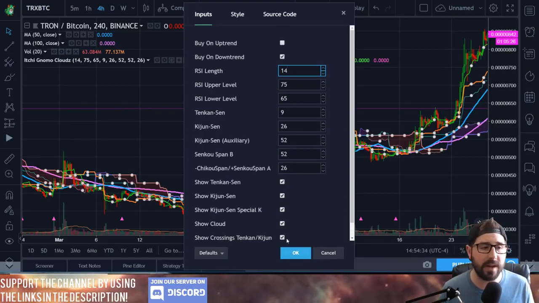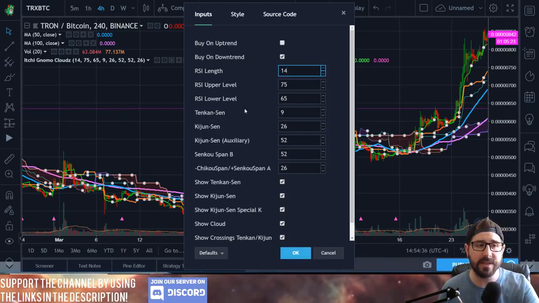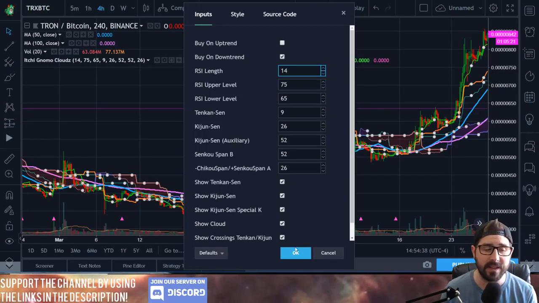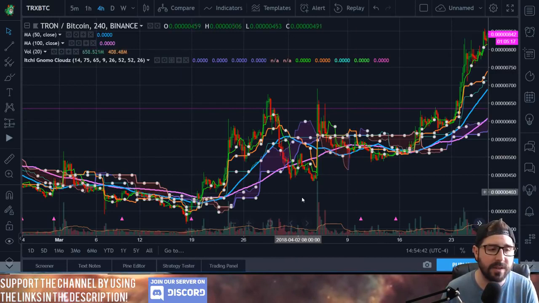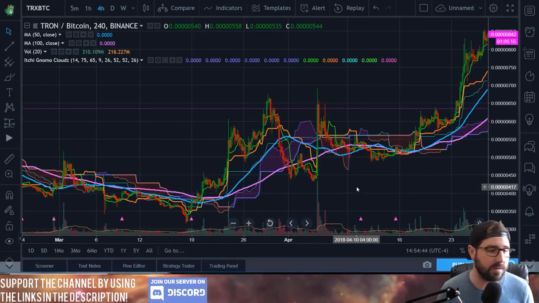If you don't understand Ichimoku clouds or any of the Japanese candles and lines, the Tenkan, the Kijun, any of those that are happening, don't touch anything. Just leave it as default. It's going to work great as it is.